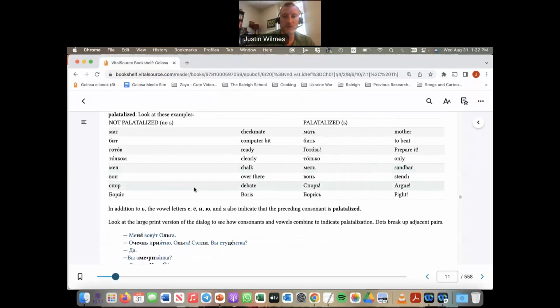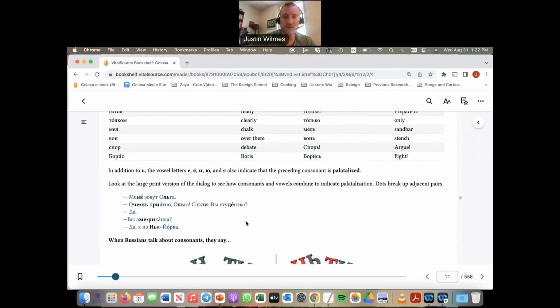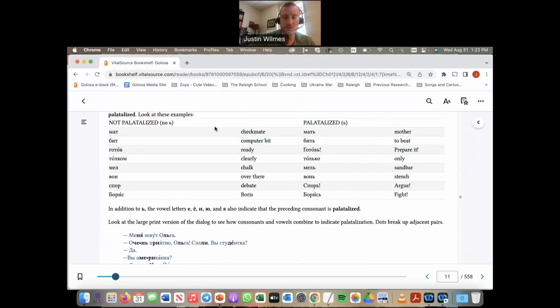Okay. So read these words aloud, give it a try, see if you can hear the difference between the normal consonant, which is not palatalized, in other words, it's hard, versus a softened one, the palatalized one. So mat, mat, beat, beat, and so on. Толком, только, miel, miel, and so on. Some of the other letters I find, N I think is pretty clear too. Von, voin, von, voin.